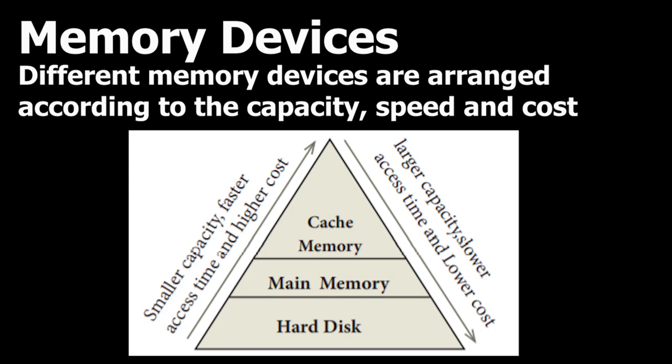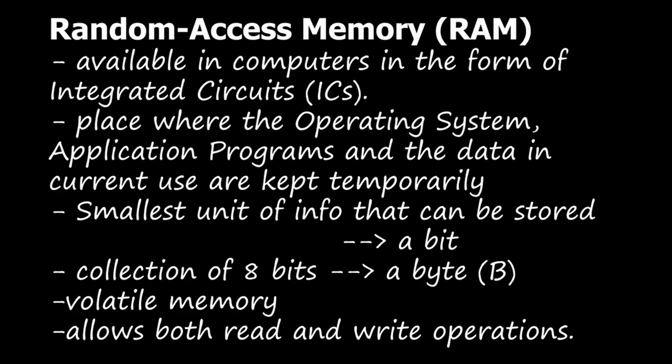Okay, next we are going to see about RAM, which means random access memory. The main memory is called RAM. This is available in computers in the form of ICs. You would have heard of ICs, right? ICs means integrated circuits. RAM is the main memory, and in computers it will be in the form of ICs.